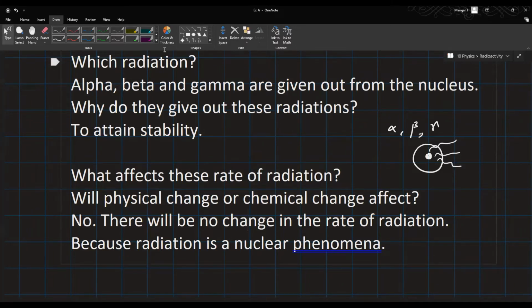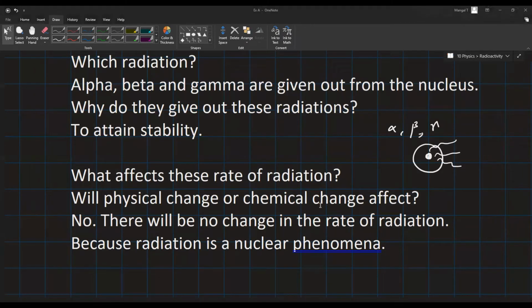Any questions? Can you repeat this part? What have you not understood? The part where it is a nuclear phenomenon. Yes, that part.